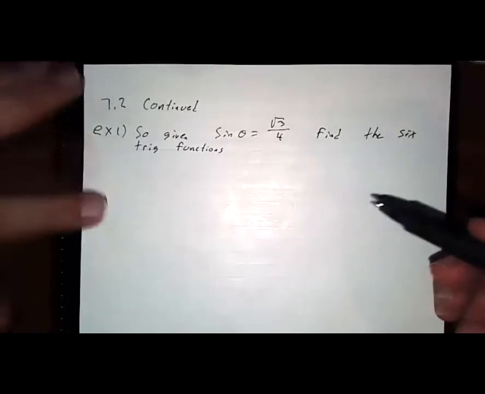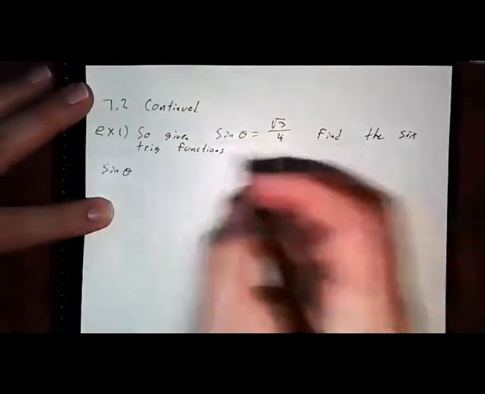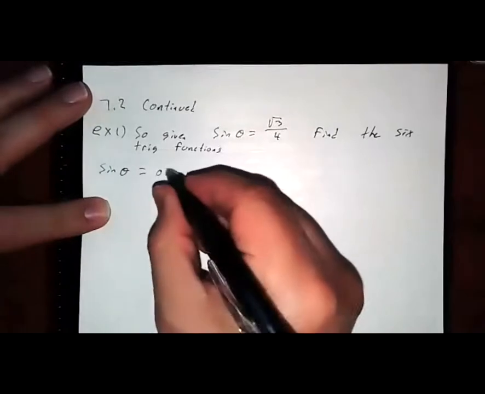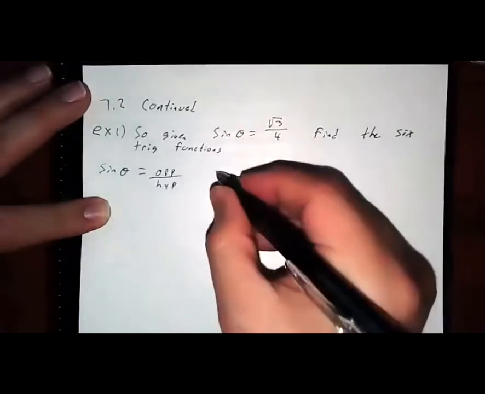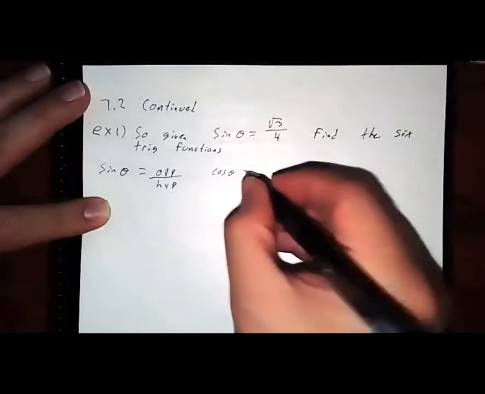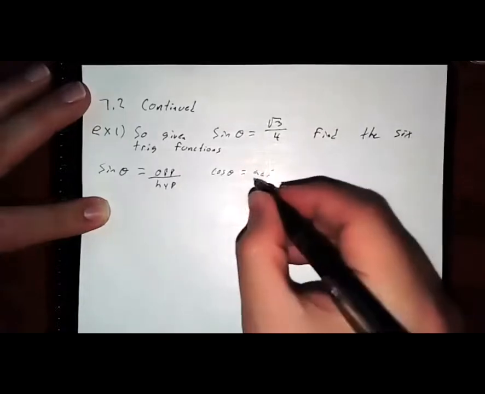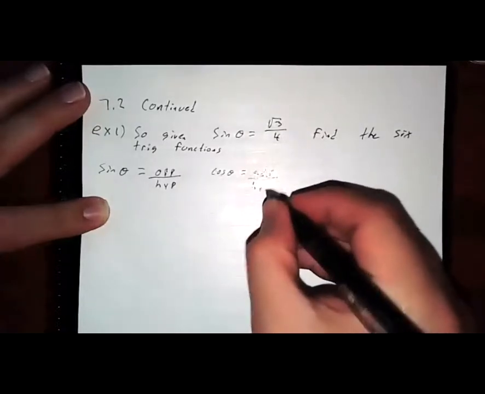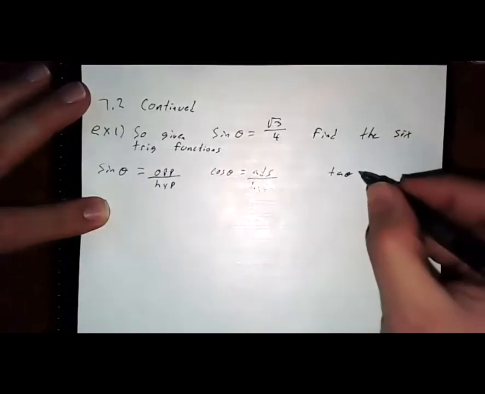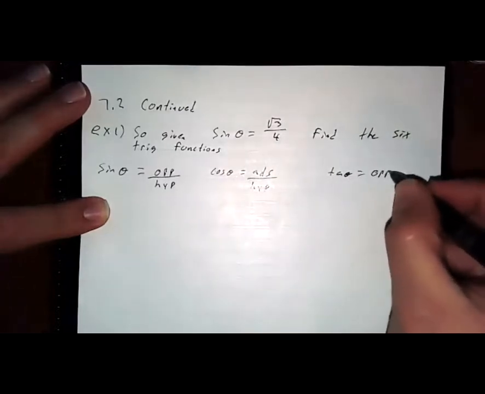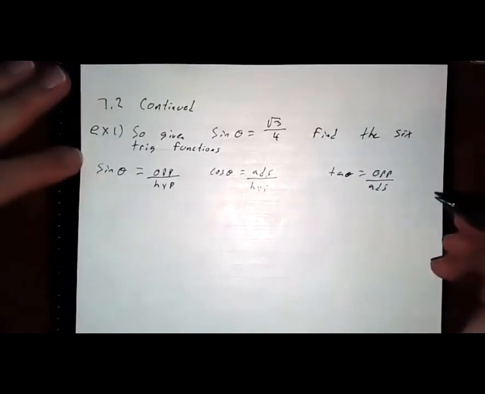using the definitions, right? So we know that sine theta is equal to the opposite over the hypotenuse. Cosine theta is equal to adjacent over hypotenuse. And tangent theta is opposite over adjacent. Okay.